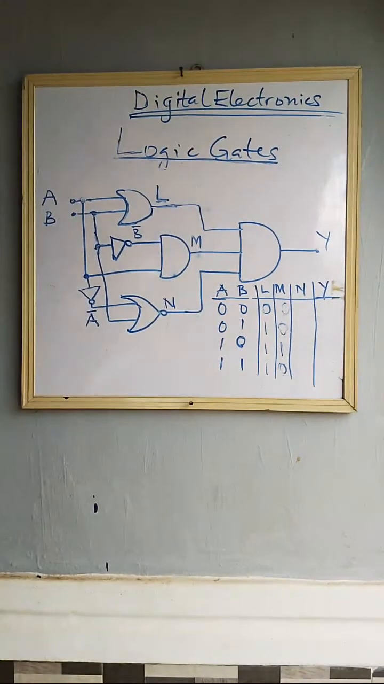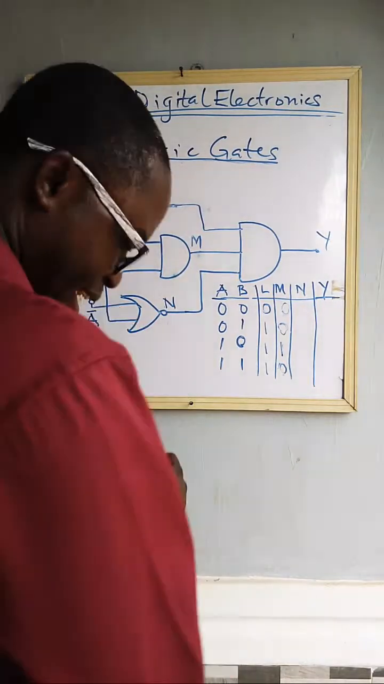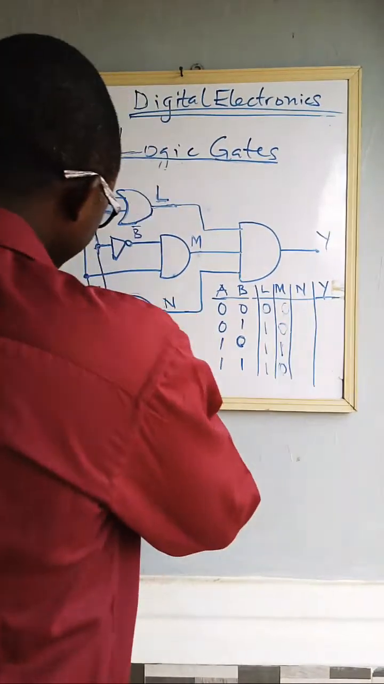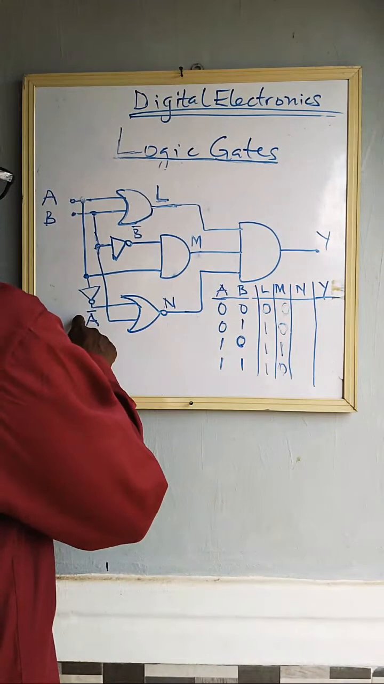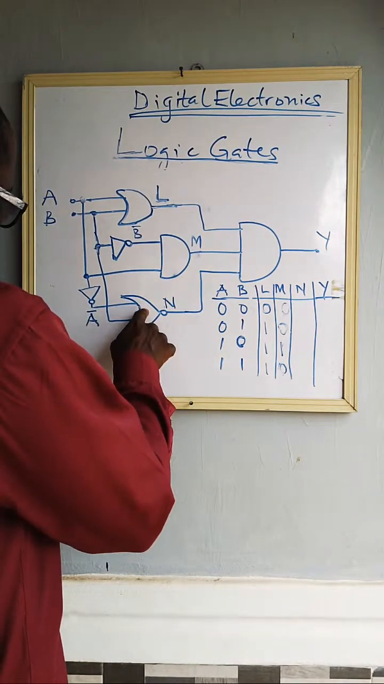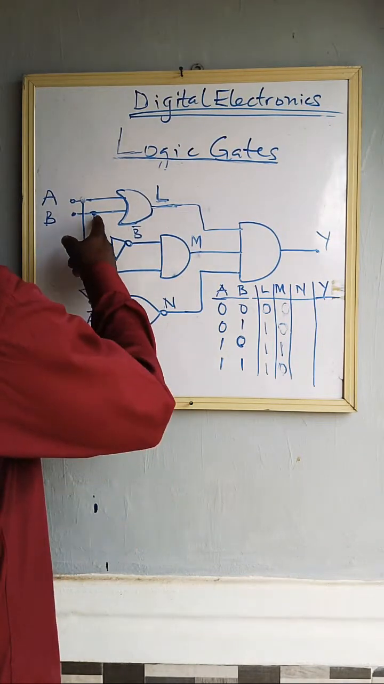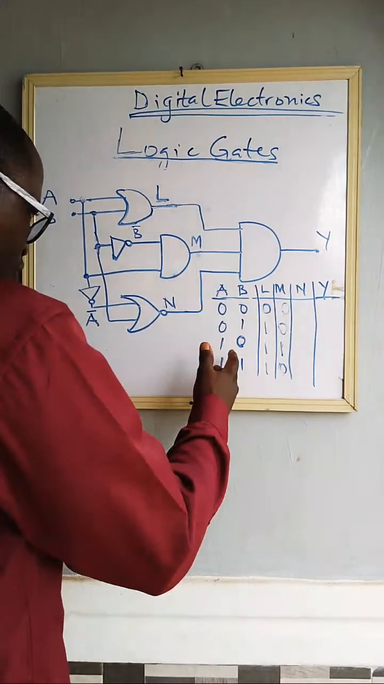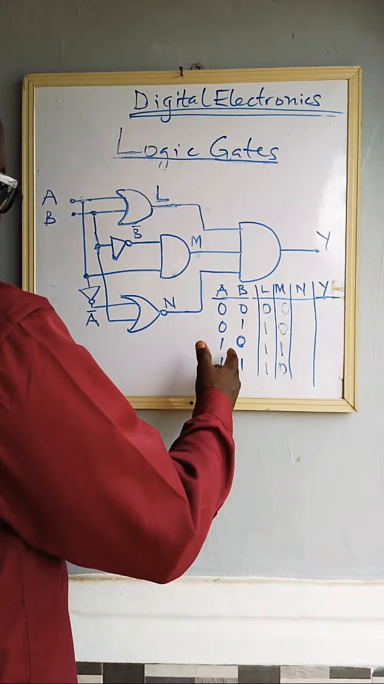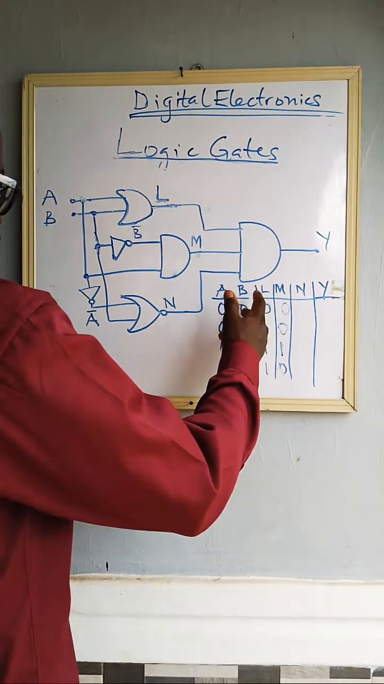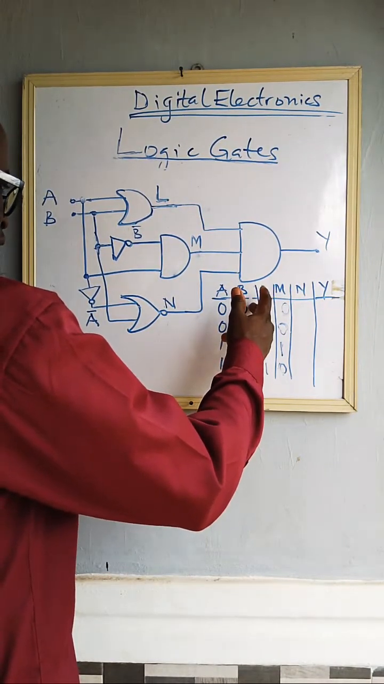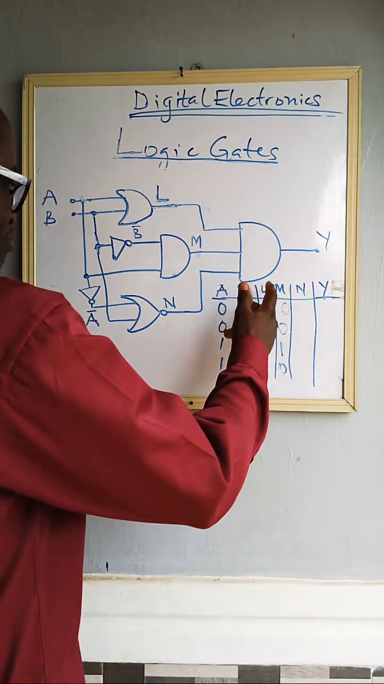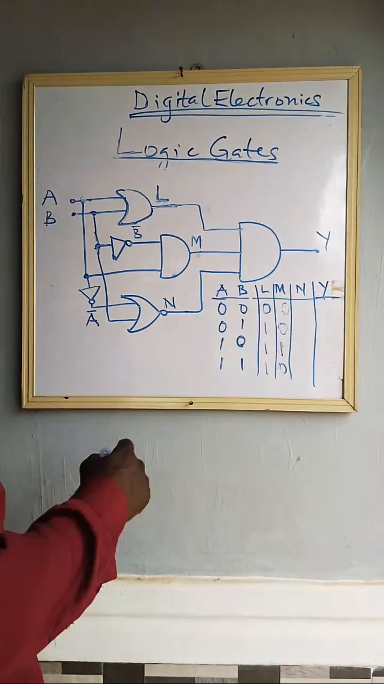Okay, let's look at intermediate output N. For output N, what we have is this. A bar is going into the gates as an input, then B is going in as an input. So we're going to look at inversion of A with a logic function between that and B. So what do we do?